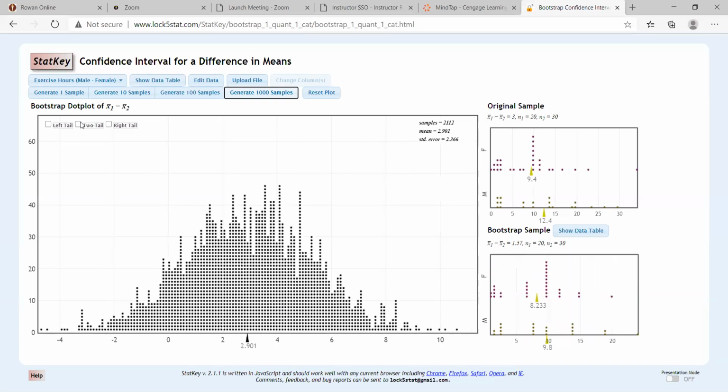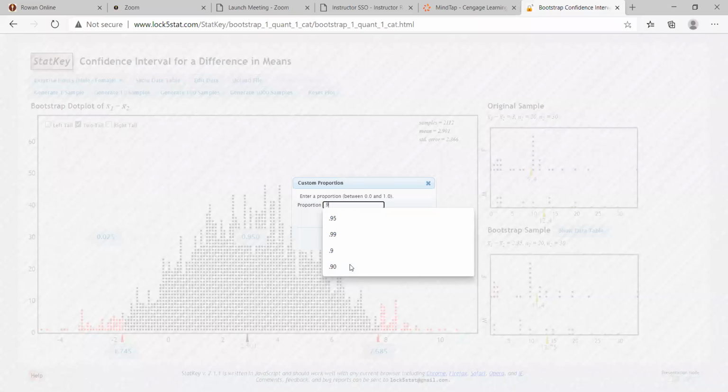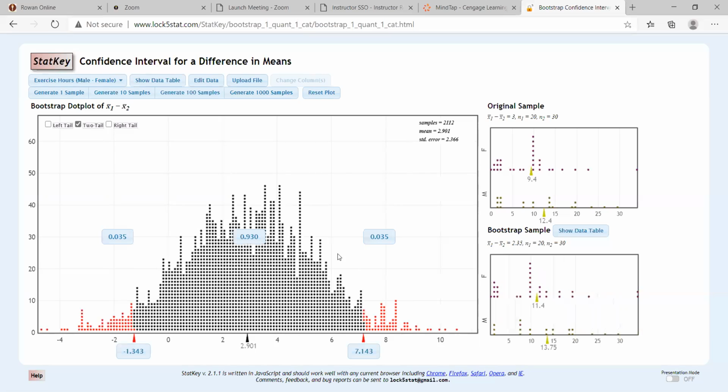And then we do our two-tail, and suppose now we want, let's say, a 93% confidence interval. Just to be a little different here. So 93% of the 2,112 will be inside this interval. 7% will be outside the interval. Again, we just multiply 0.93 times 2,112 to tell us the number of samples inside the interval, and 0.07 times 2,112 gives us the number of bootstrap samples that are outside the interval, and this is our confidence interval.